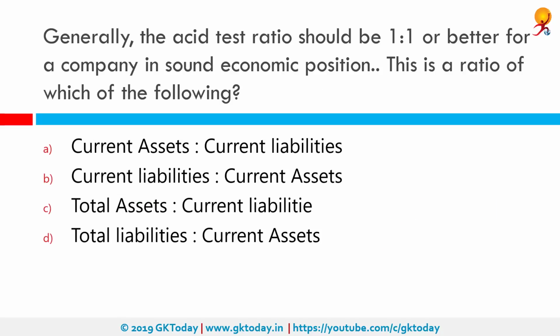Generally, the asset test ratio should be 1:1 or better for a company in sound economic position. This is a ratio of which of the following? Correct answer is current assets to current liabilities. The asset test or quick ratio compares a company's most short-term assets to its most short-term liabilities to see if a company has enough cash to pay its immediate liabilities such as short-term debt. The asset test ratio disregards current assets that are difficult to liquidate quickly such as inventory.